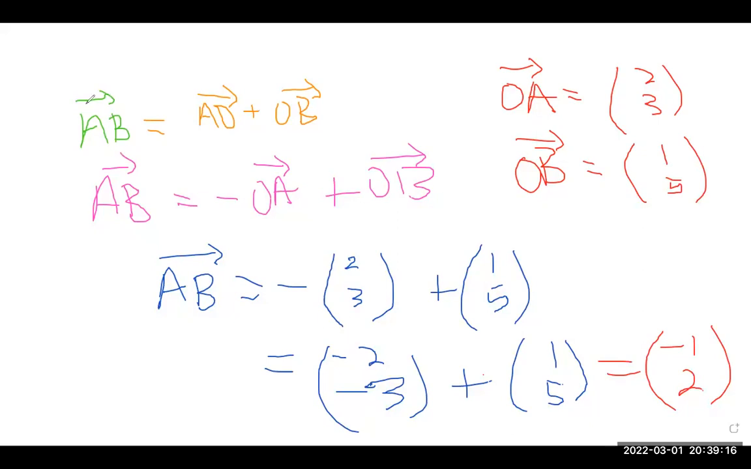Because when I'm doing the vector AB, I must start at A. Because this is starting at A, my first vector must start at A, right? You understand that? Yes, miss. So it's AO plus OB. That would give me the AB. You understand that? Yes, miss.